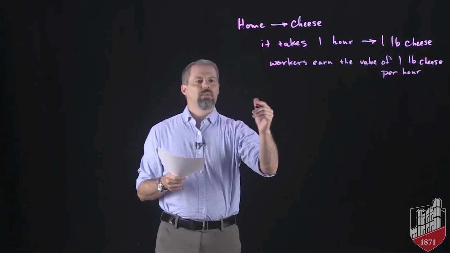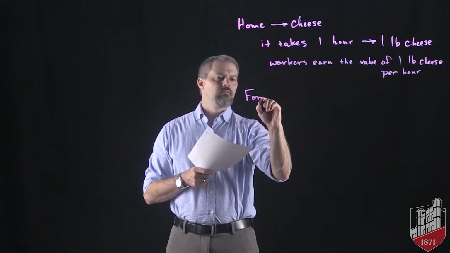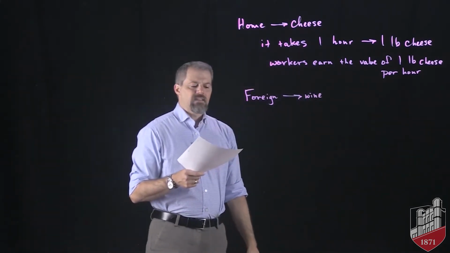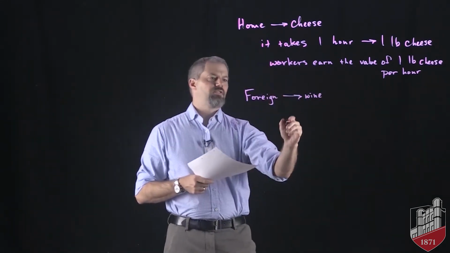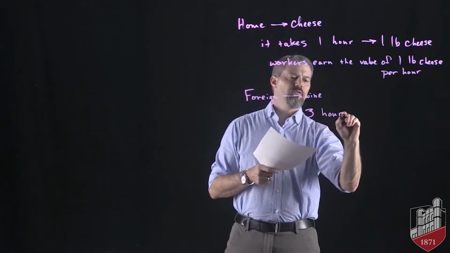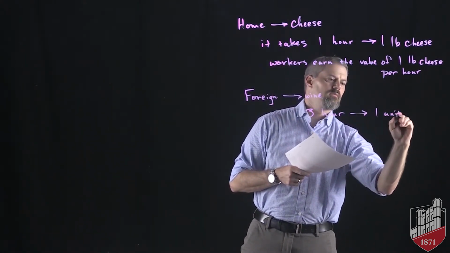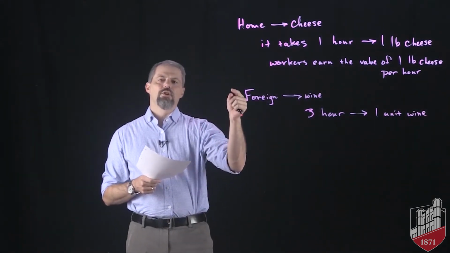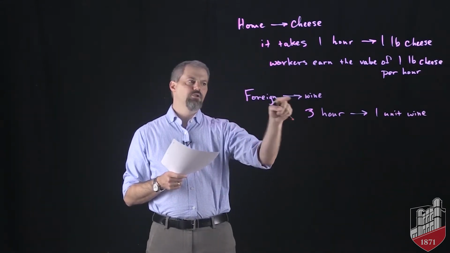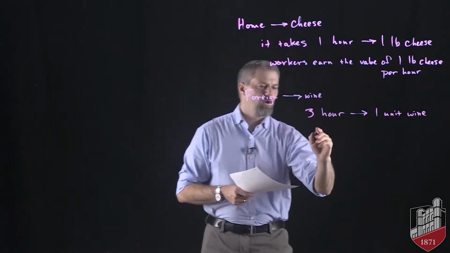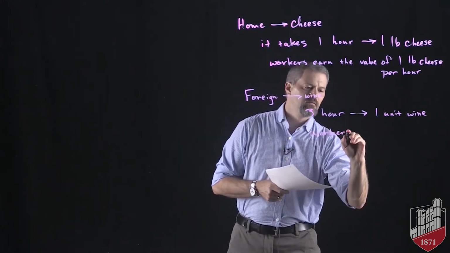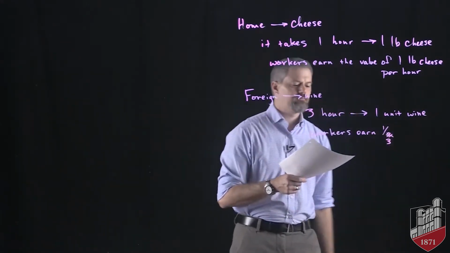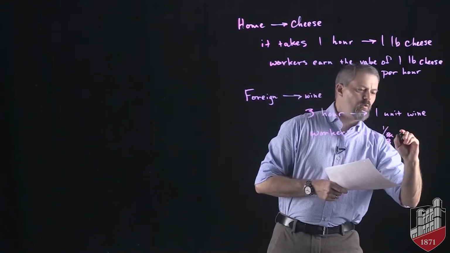Now, Foreign is going to specialize in wine. It takes 3 hours to produce 1 unit of wine. That means that workers in Foreign are going to earn 1/3 the value of a unit of wine per hour. So workers earn 1/3 the value of a unit of wine.